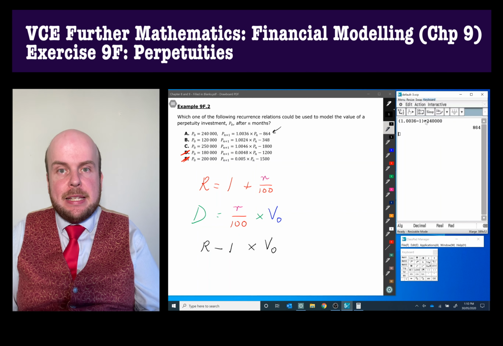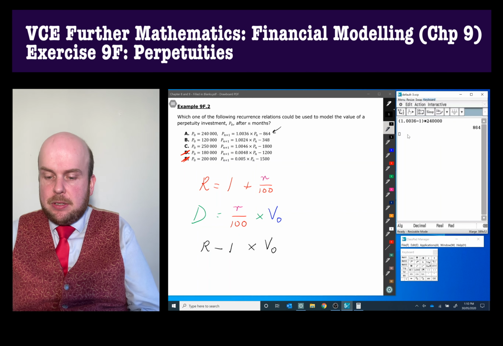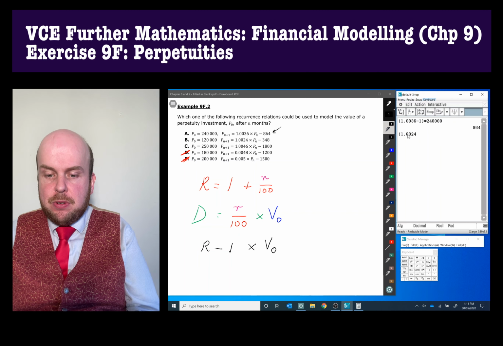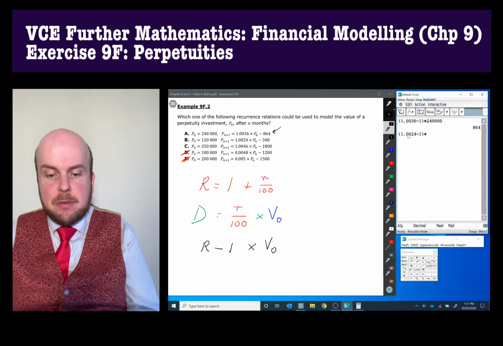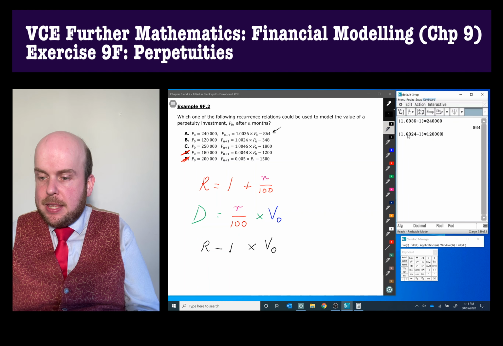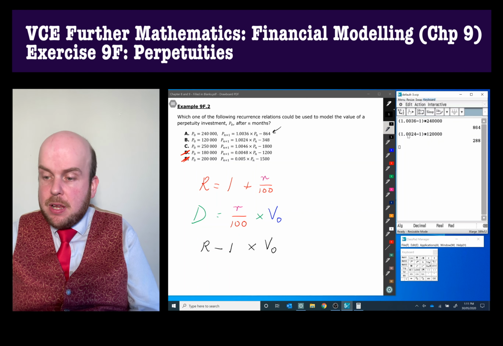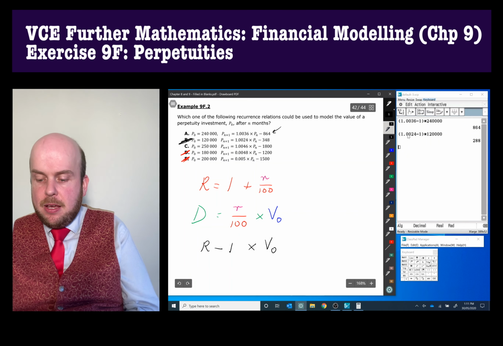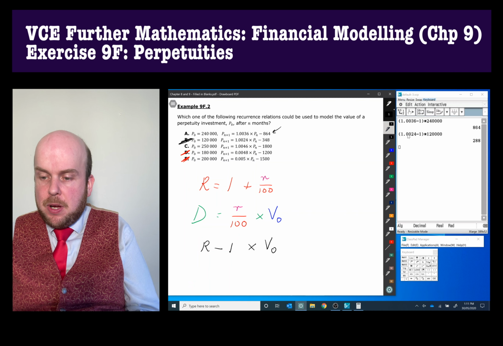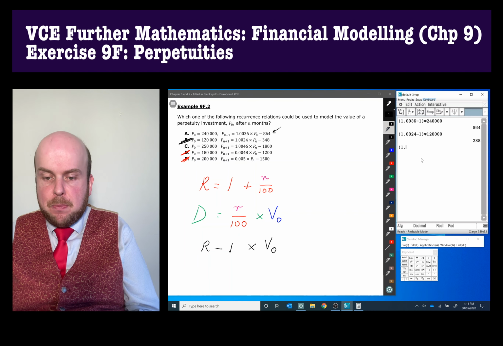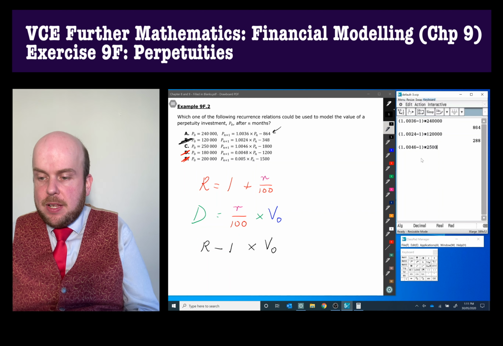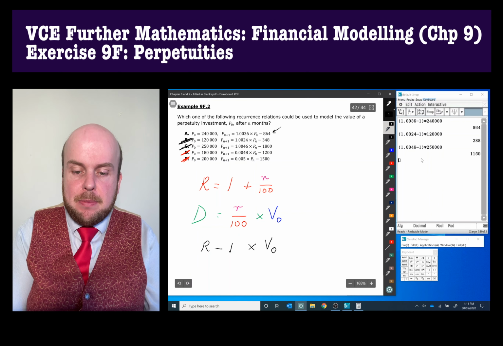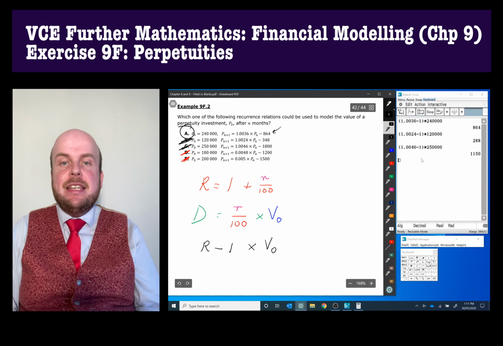Let's go and make sure that B and C don't come up with something similar. So B is 1.0024, take away 1, times by its P naught, which is 120,000. So no, the 288 is not 348, so I can eliminate B. And C is 1.0046, take away 1, times by $250,000, and that gets me 1,150, so we can eliminate C. The answer is indeed A.